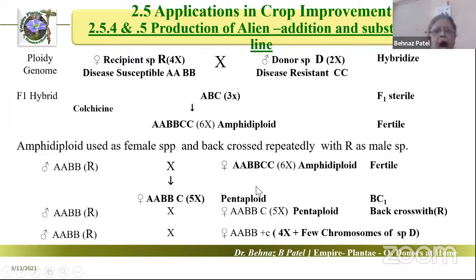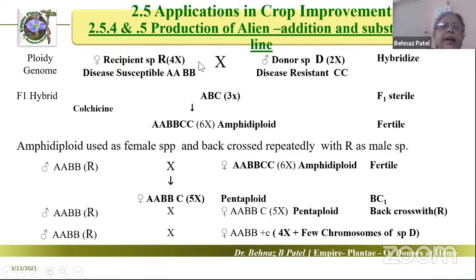Now, I will use this AABBCC, the recurrent parent, as the female parent. And I will use the recurrent parent as the male parent donating its pollen. Now here, why am I using it on the left side? Because here this recurrent parent has now become AAB.